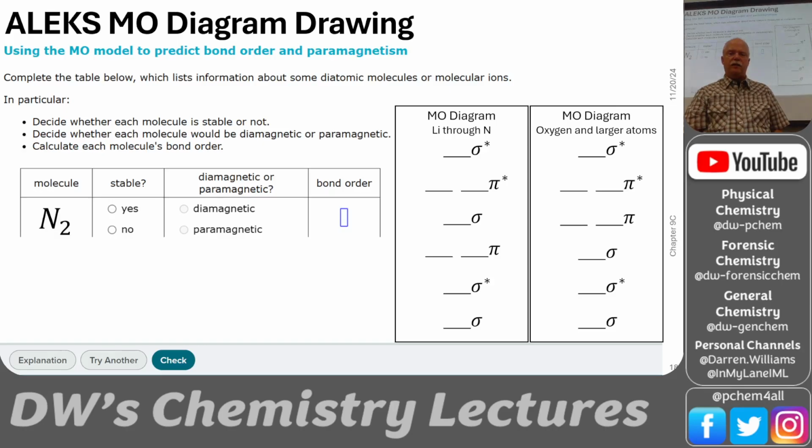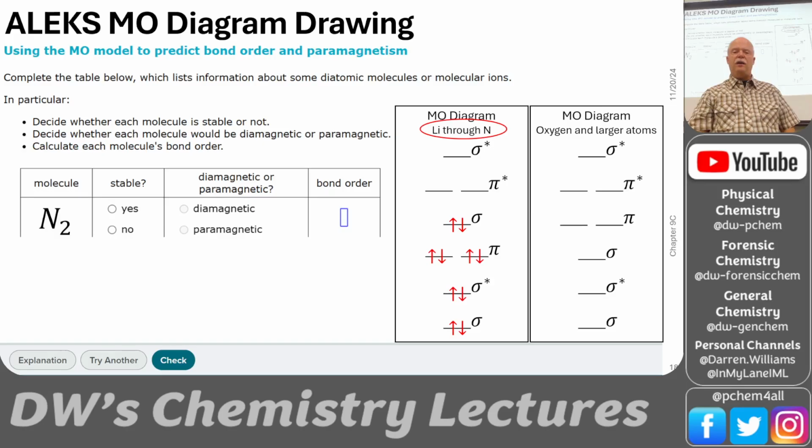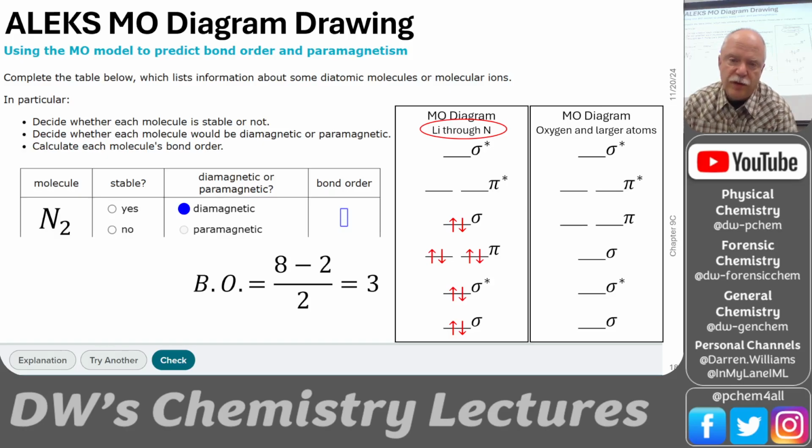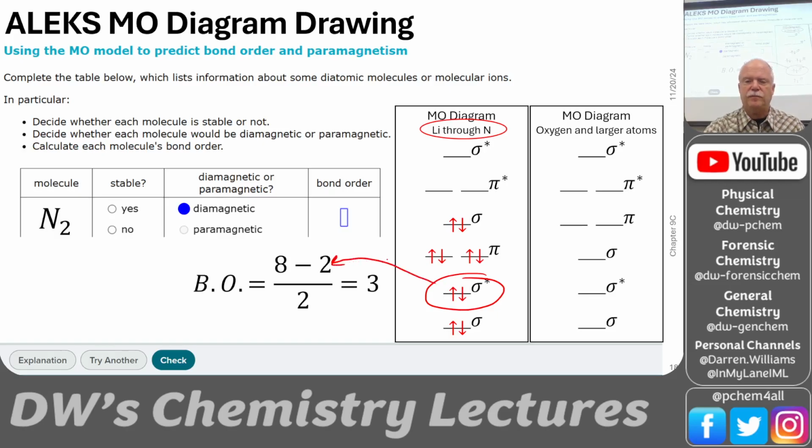All right, let's do nitrogen. So nitrogen's here on the left. Each of them has 5 electrons. They come in and make 10 for the molecule. So 2, 4, 5, 6, 7, 8, 9, 10. Okay, everything's paired up. So that means it's diamagnetic. And then we have 8 bonding and 2 antibonding. So I'm just going to draw the 2 antibonding here. Everything else is bonding. So these 2 right here are the 2 antibonding.